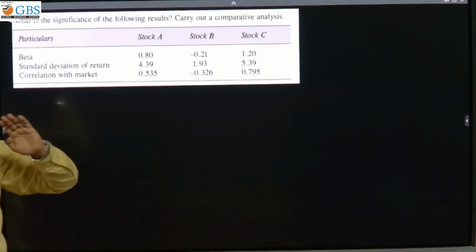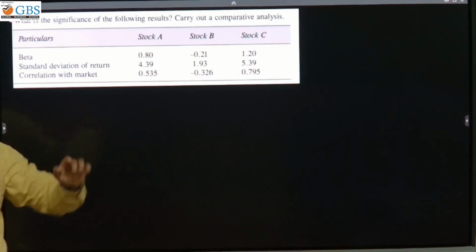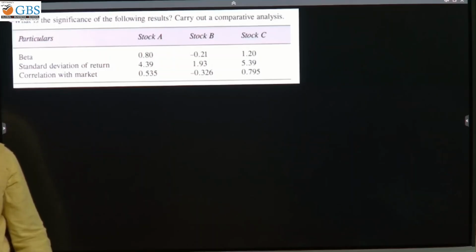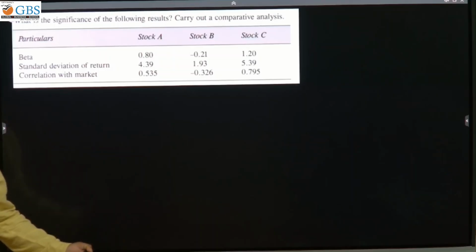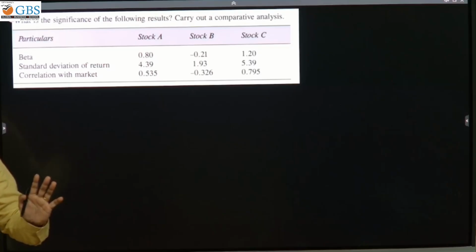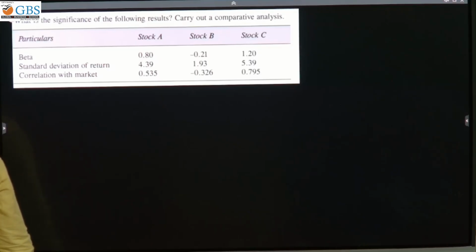A little stable, tandem. The beta of a stock should always be nearing 1. What is the meaning of beta equal to 1? The stock moves the way the market moves. That means it is tandem to the market.